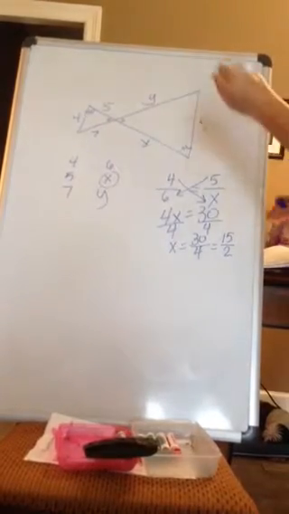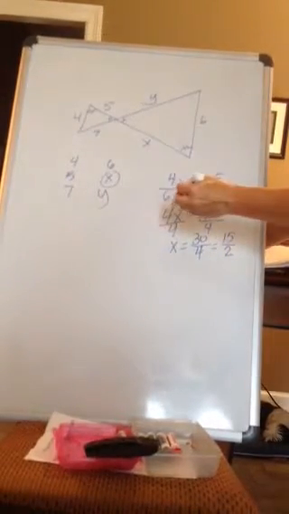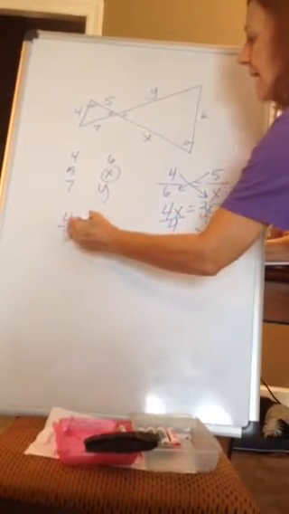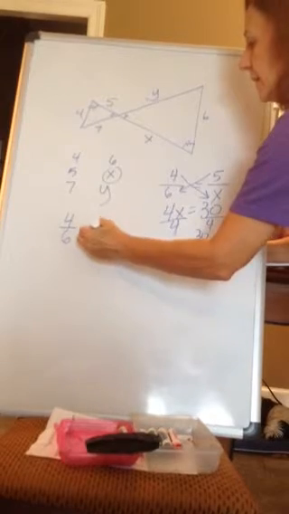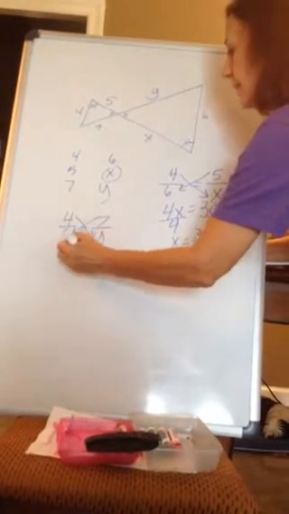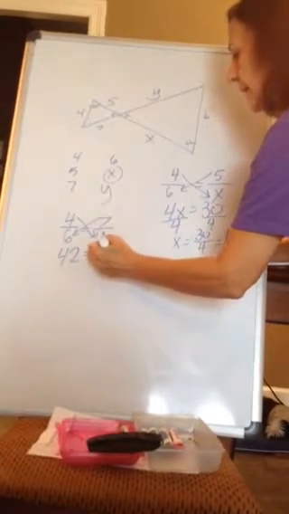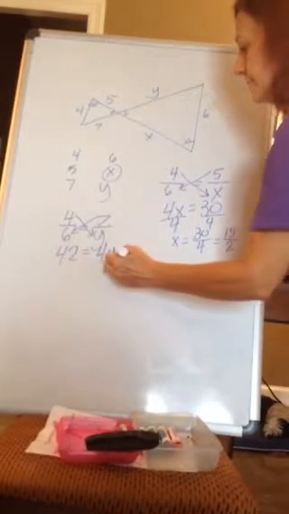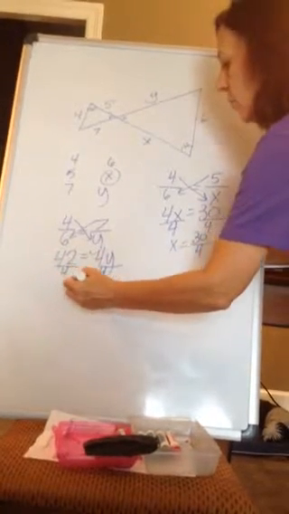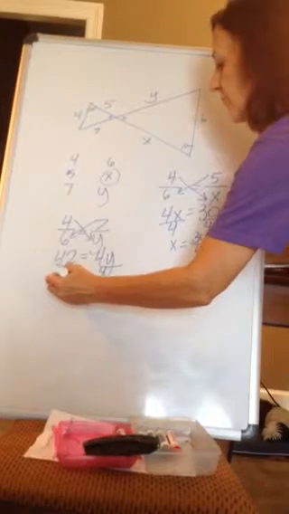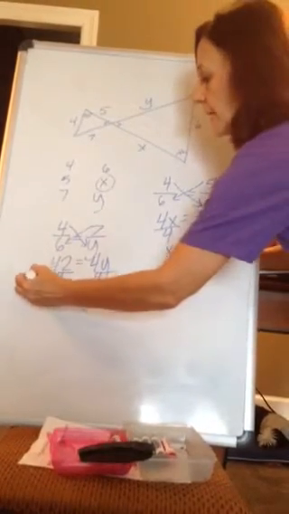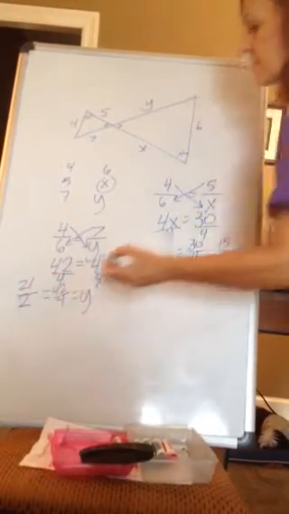Then we could solve for y in the same manner. I would go back to 4 is to 6 as, now we're going to use 7 is to y. Cross multiply, and we have 42 equals 4y. Divide by 4, and y equals 42 over 4, which can be reduced to 21 halves.